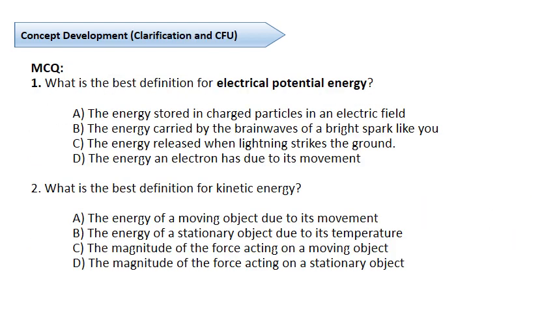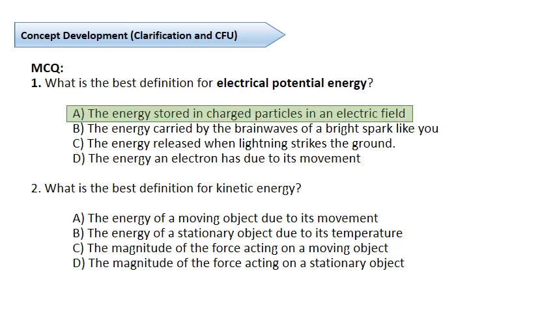A couple of multiple choice questions for us. What is the best definition for electrical potential energy? A, the energy stored in a charged particles in an electric field. B, the energy carried by the brainwaves of a bright spark like you. C, the energy released when lightning strikes the ground. Or D, the energy an electron has due to movement. I want you to pause the video now and have a go.